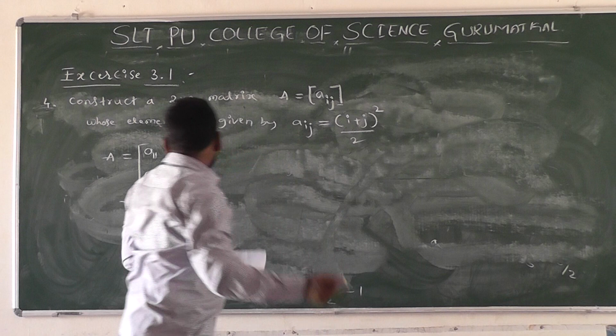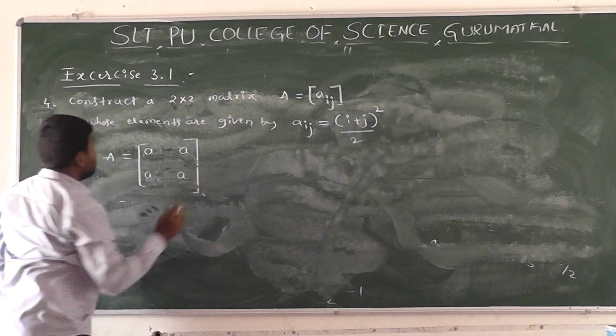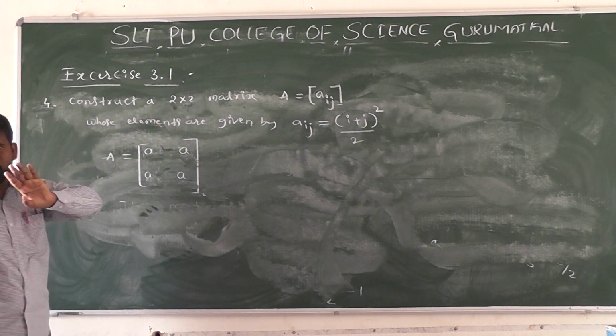Here we have to write the same. How to construct it? First we have to construct a 2 cross 2 matrix. How many elements are present in the given matrix here? 4 elements are there, right?